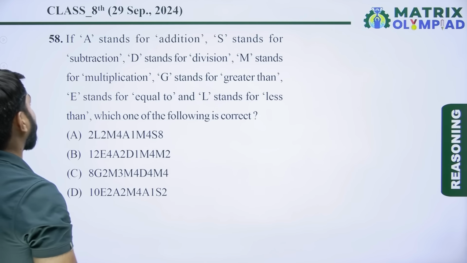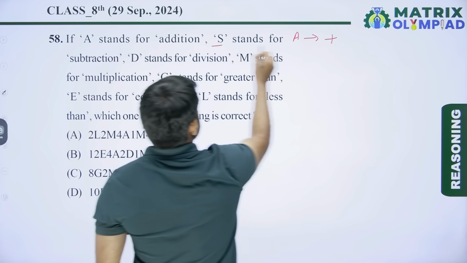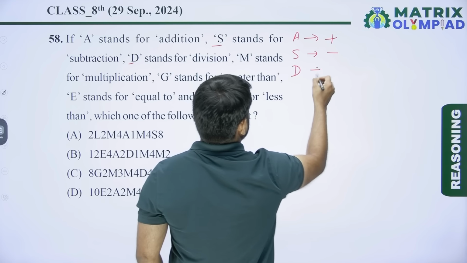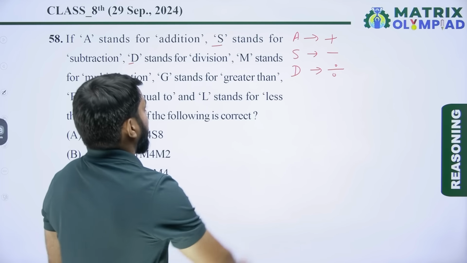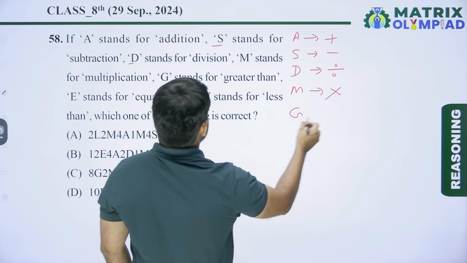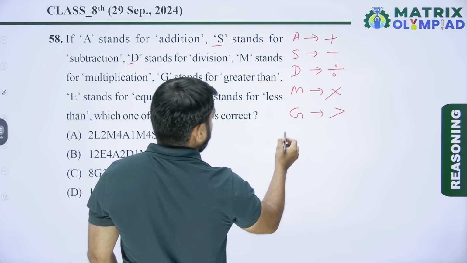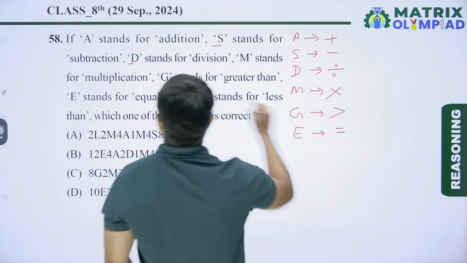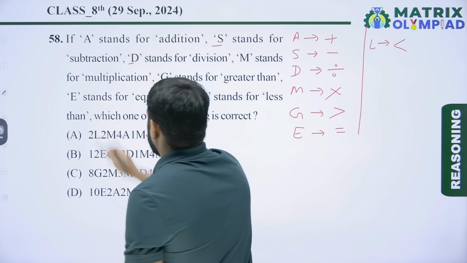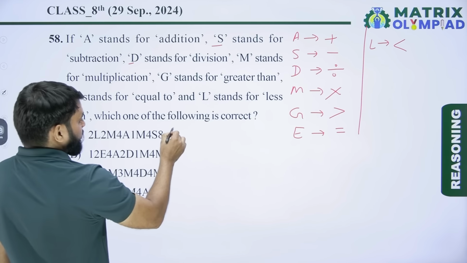Now question number 58. If A stands for addition, S stands for subtraction, D stands for division, M stands for multiplication, G stands for greater than, and E stands for equals. Now L stands for less than. Which one of the following is correct? Find the correct statement.